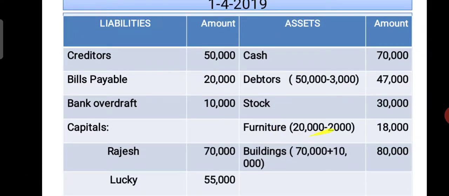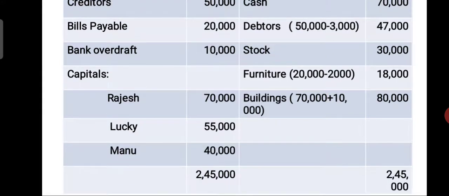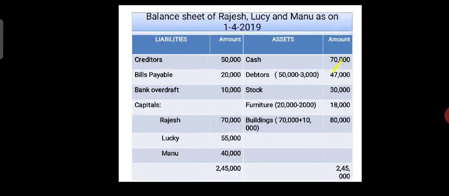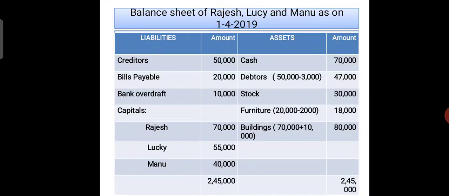Similarly, come to the liabilities side. Creditors 50,000, bills payable 20,000, bank overdraft 10,000. These three liabilities we have to show as they are, as there is no adjustment regarding these three liabilities. And come to capitals. Rajesh 70,000, Lucky 55,000, and Manu rupees 40,000. Total of 2,45,000. Like this we can show the balance sheet of all partners on 1st April 2019.